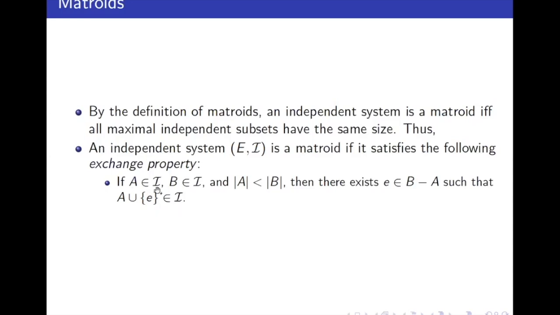Which means that if A is an element of I, now remember, A is a subset of E, and B is also in I. Both A and B are subsets of E, and the size of A is less than the size of B. Then there must exist an element e in B but not in A, such that by putting this e into A, we get a new element in I. Okay, if this is true, then this independent system is a matroid.